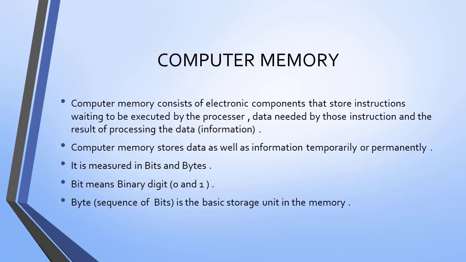Children, the computer memory consists of 3 things. Number 1, the user instructions which are to be processed by the computer. Number 2, the raw data that often accompany the instructions. And finally, number 3, the processed output or the information.